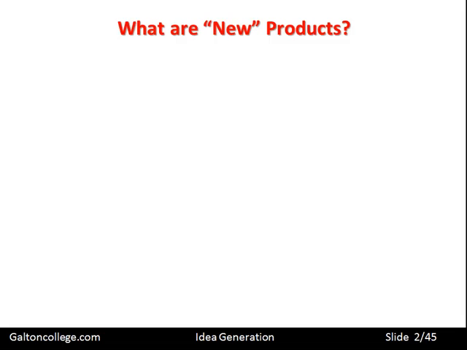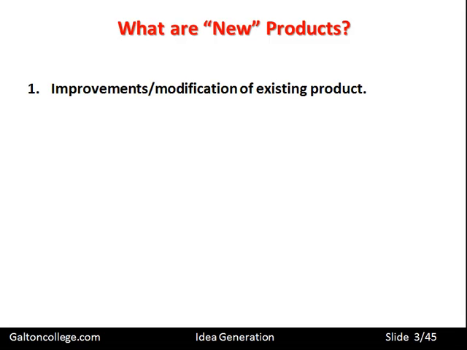For a start, what are new products? It may sound a straightforward question and somewhat an obvious question, but let's look at what are new products. For a start, there can be improvements and modifications to existing products. So a new product may be an existing product that's been modified and changed. Sometimes it's been changed almost out of recognition, but it's still related to what it was in the past.